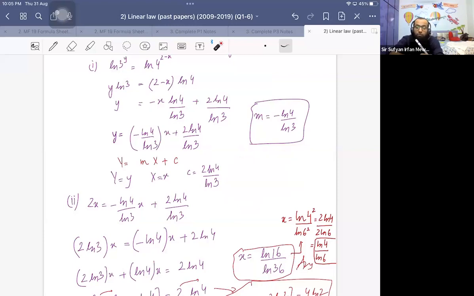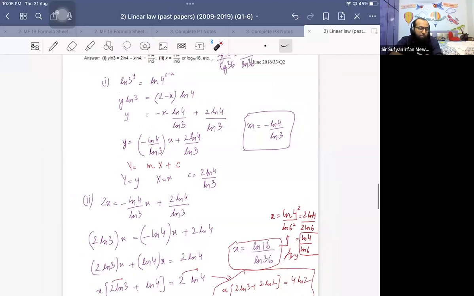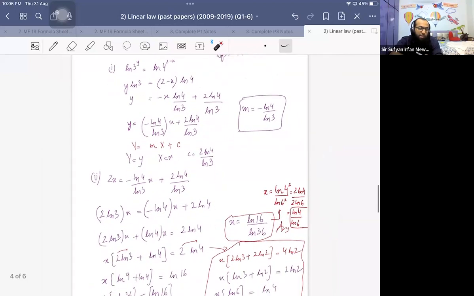So when the word simplified is written, then it's better to simplify as much as possible. So ln 16 upon ln 36 can be further simplified. 16 as 4 squared, 36 as 6 squared. As per the power law, 2 comes at the front. 2 and 2 get cancelled, and the answer will be ln 4 upon ln 6. X is equal to ln 4 upon ln 6. This is going to be our final answer. I hope I have made myself clear. Question 4 is completely done.